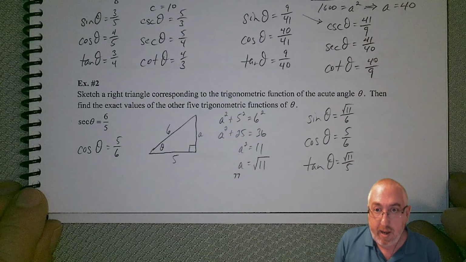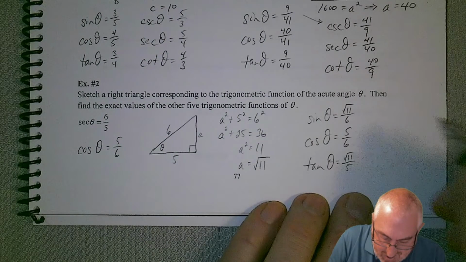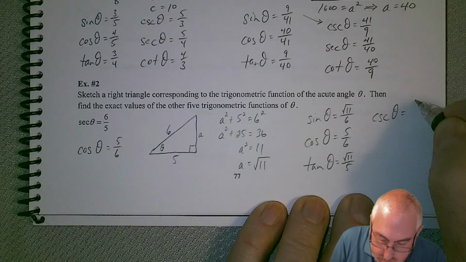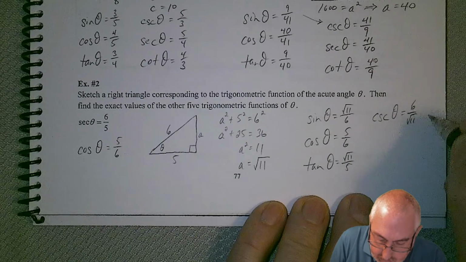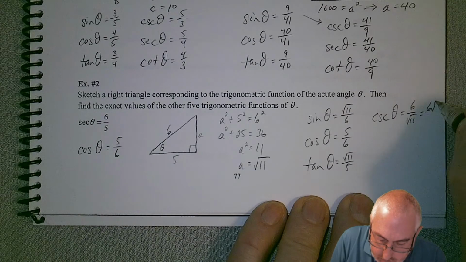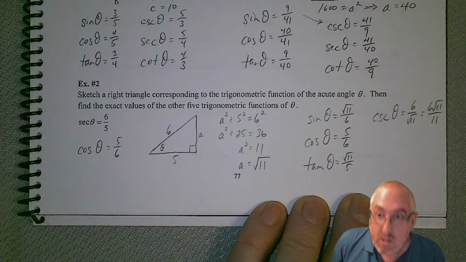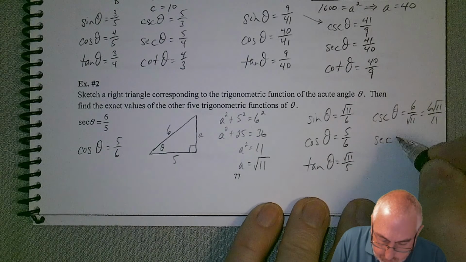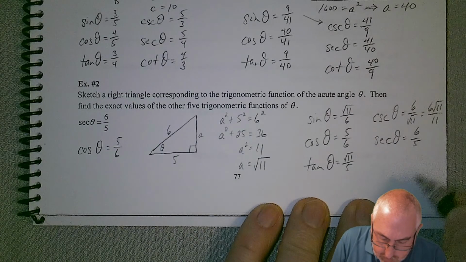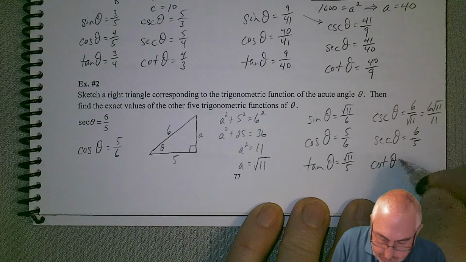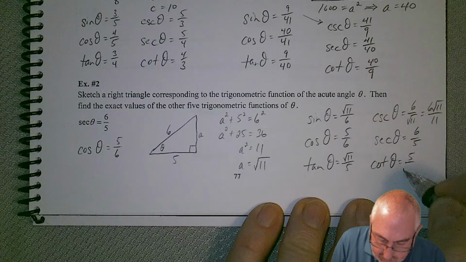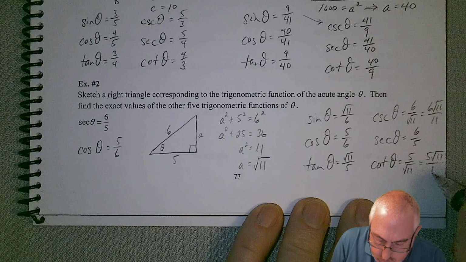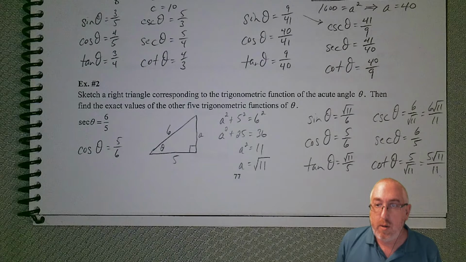So let me just move my head out of the way. And so now we would say cosecant should be 6 over the square root of 11. And if we rationalize the denominator, 6 square root of 11 over 11. Secant, we already know. And now cotangent, 5 over the square root of 11. And rationalized, 5 square root of 11 over 11.